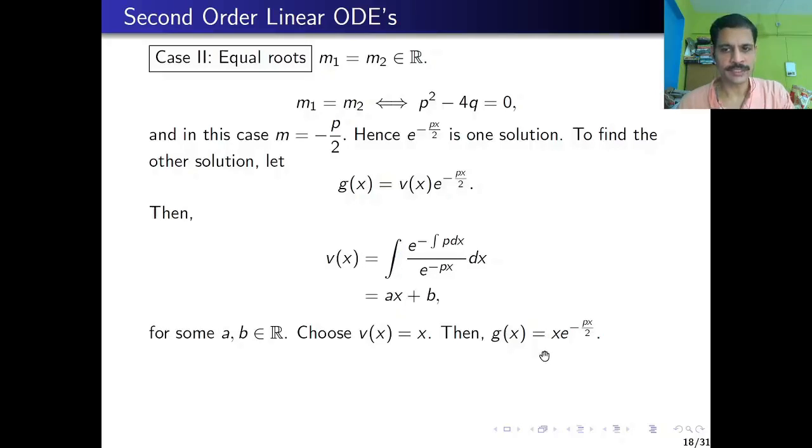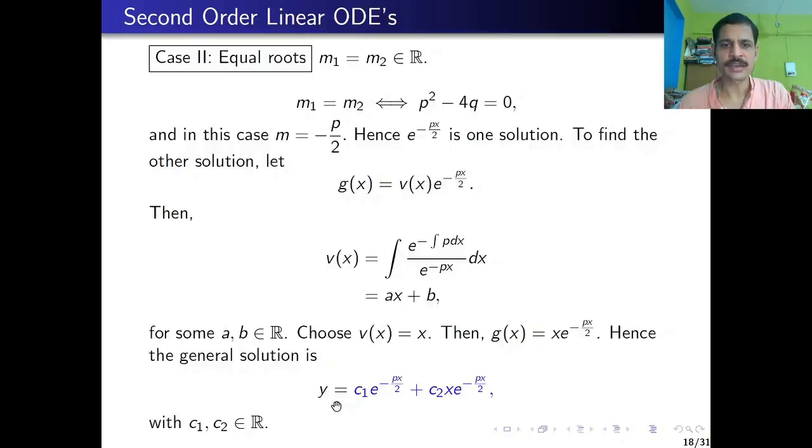So g(x) is equal to x times e raised to minus px by 2. Hence the general solution is the linear combination of the first solution and the second solution. So the general solution is y is equal to c1 e raised to minus px by 2 plus c2 times x times e raised to minus px by 2. So it is a linear combination of these two linearly independent solutions that we had obtained. Here c1, c2 belong to R.